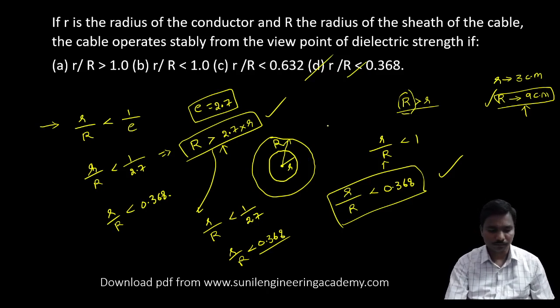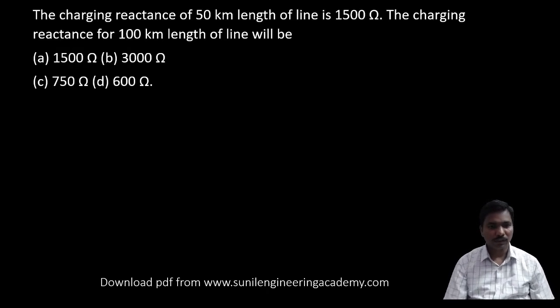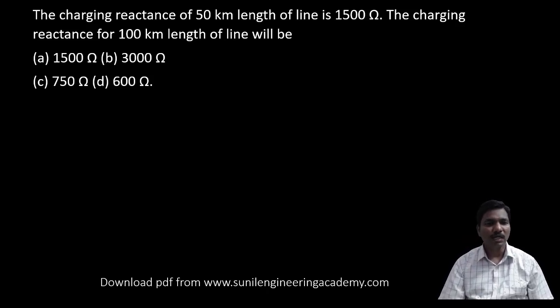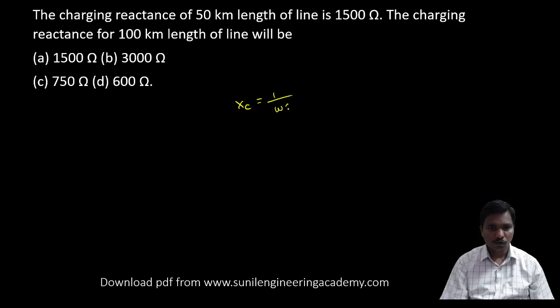Coming to the next one: the charging reactance of a 50 kilometer length of line is 1500 ohms. The charging reactance for a 100 kilometer length of the line will be dash. Charging reactance Xc is equal to 1 by omega C, and we know very well that capacitance is proportional to length.